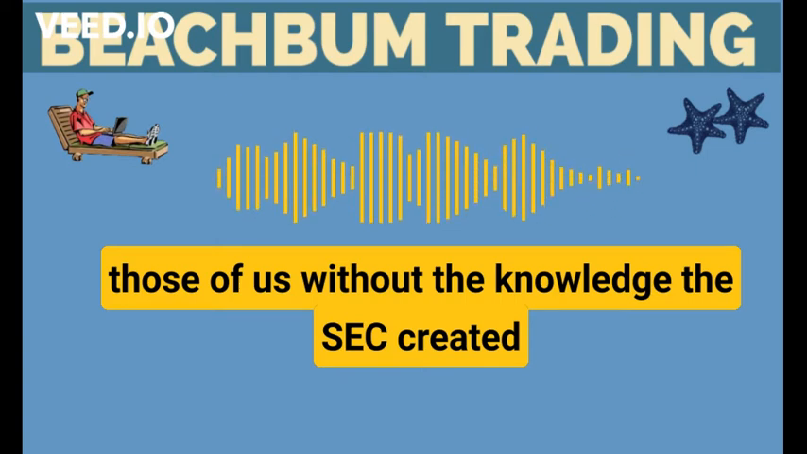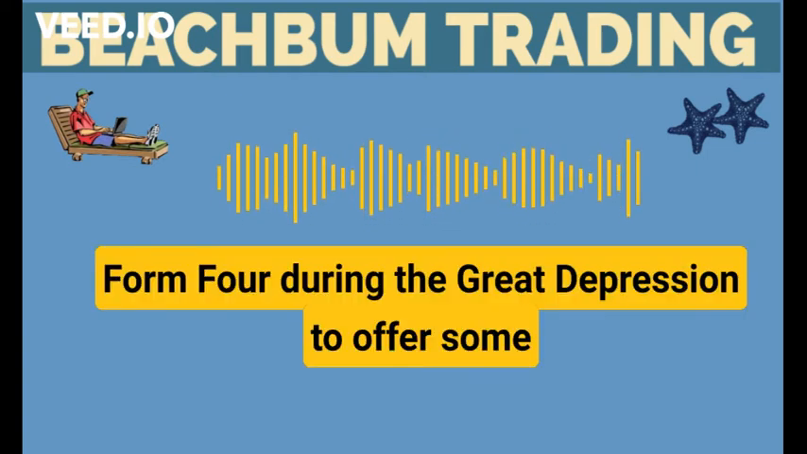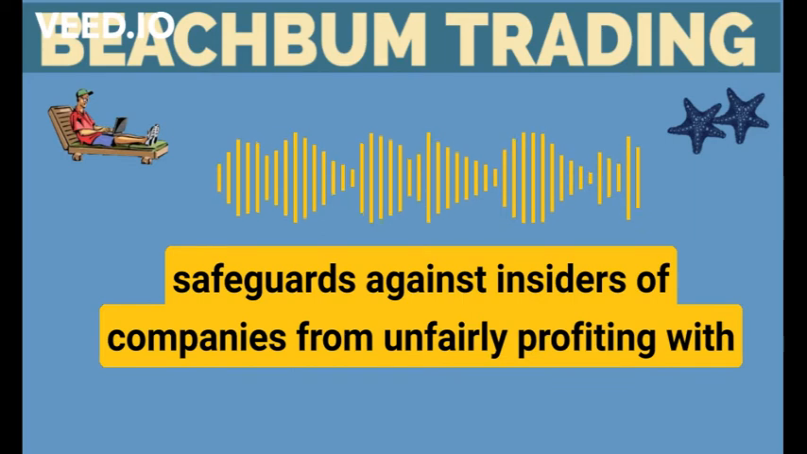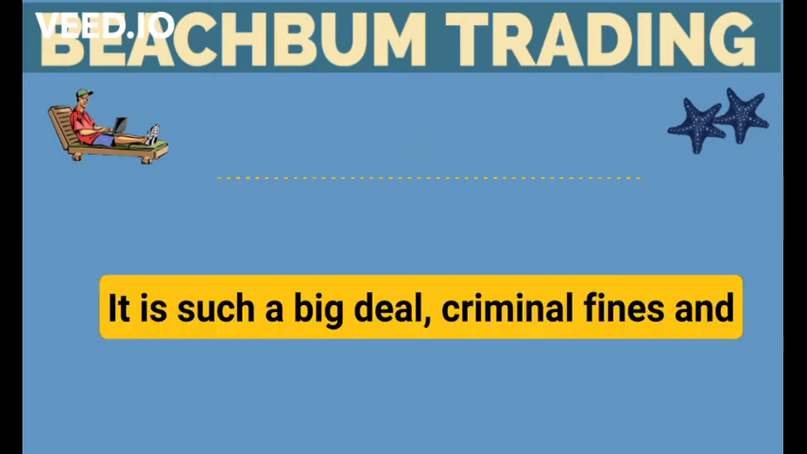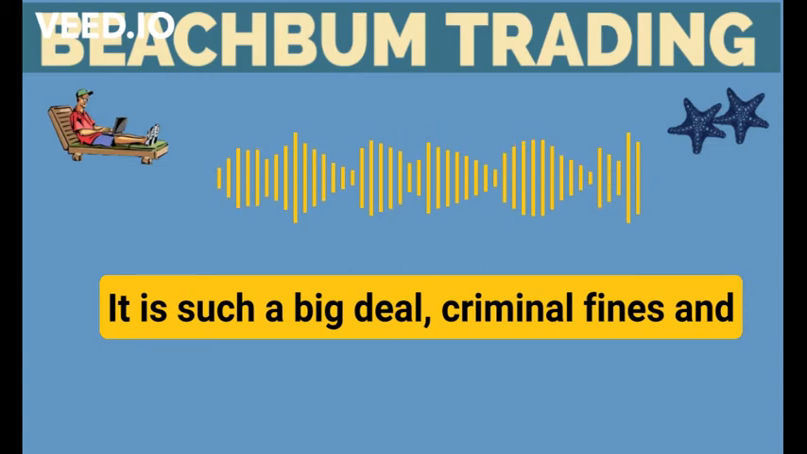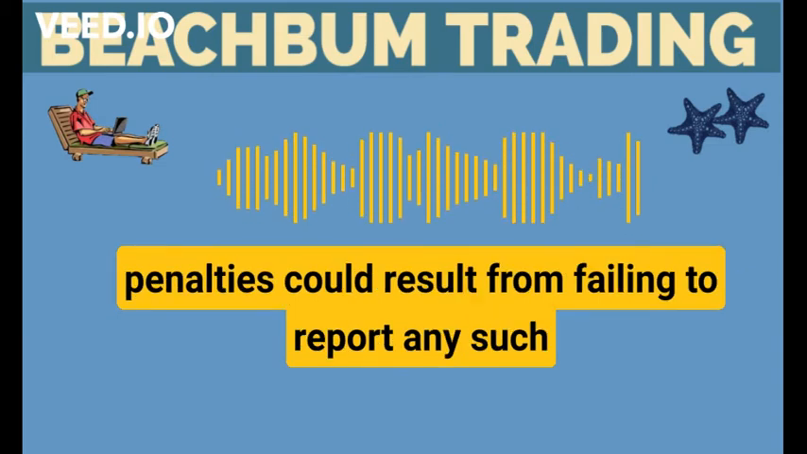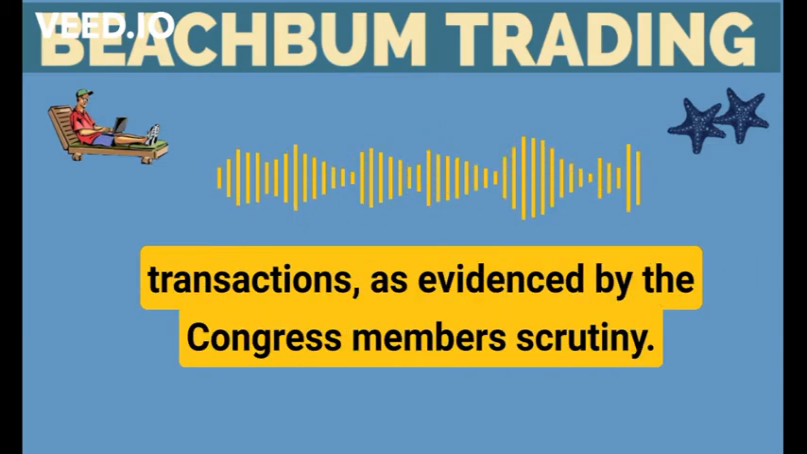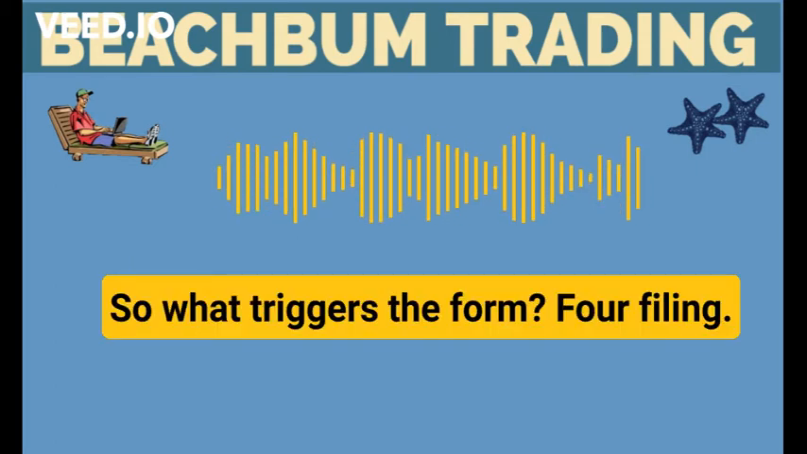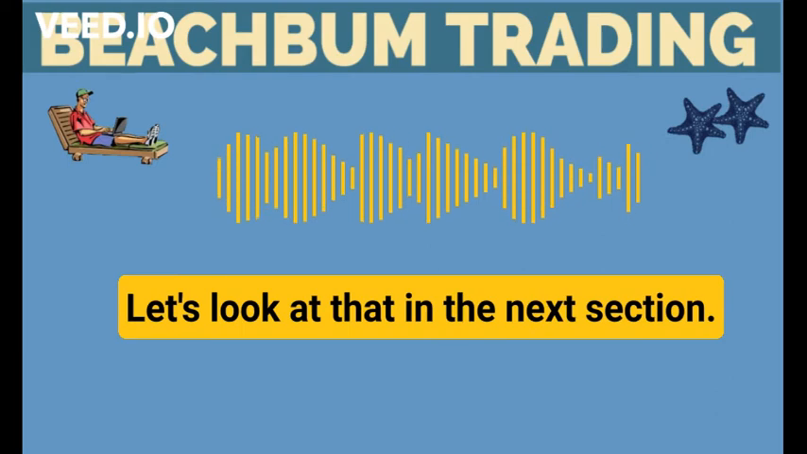The SEC created Form 4 during the Great Depression to offer some safeguards against insiders of companies unfairly profiting with the knowledge they possess. It is such a big deal that criminal fines and penalties could result from failing to report any such transactions, as evidenced by the Congress members' scrutiny. So what triggers the Form 4 filing? Let's look at that in the next section.